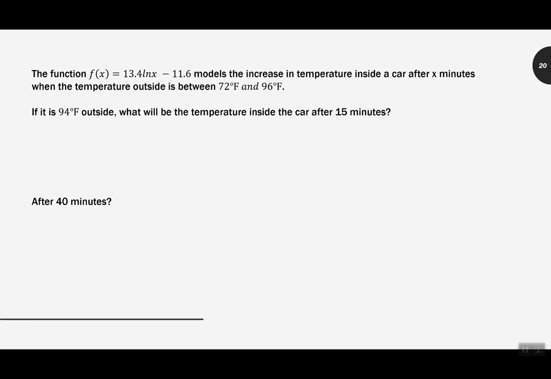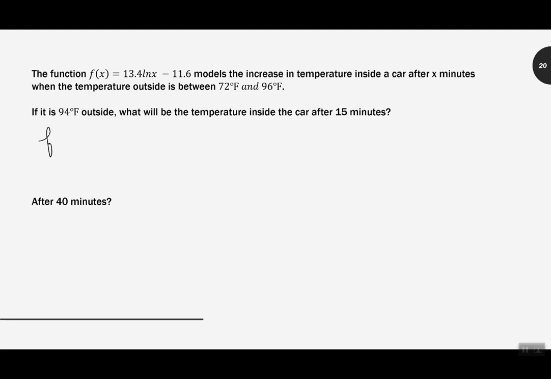Here's another thing I think kind of makes sense, especially in the summer, of how hot things get. So this function f of x is 13.4 natural log of x minus 11.6. This models the increase in temperature inside a car after x minutes when the temperature outside is between 72 and 96. So if it's colder, it would be different. If it's hotter, it'd be different. What this means is you're driving around the car, you park it, and you go, right? It's going to heat up once the car's turned off and we don't have our AC on anymore. So let's say it's 94 degrees outside, and we want to know what will the temperature be inside the car 15 minutes after we leave it.